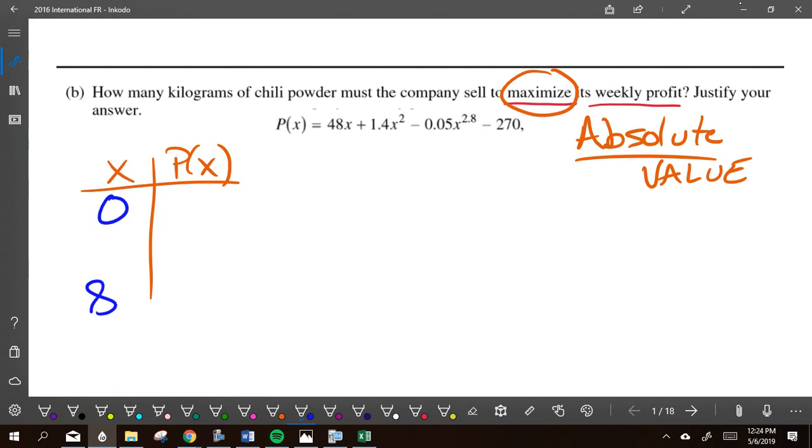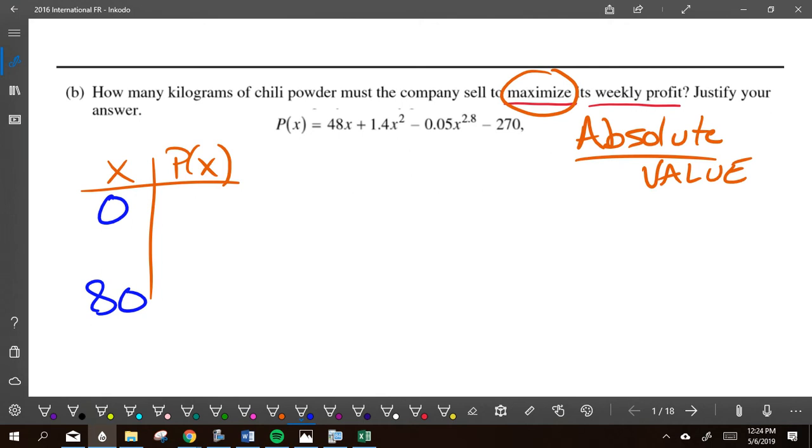Endpoints, so 0 and 80. And where else? At critical points, okay? And you just said it out loud. It is when the derivative is 0. Write that on your paper.